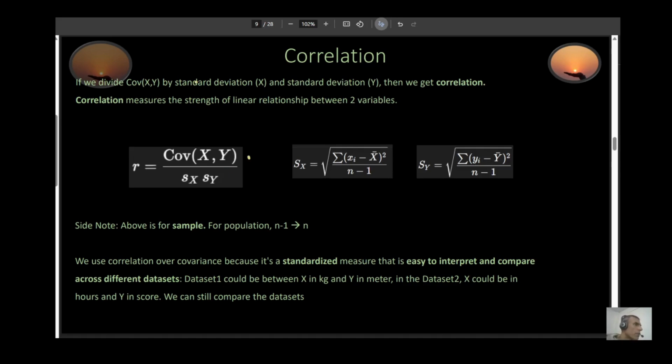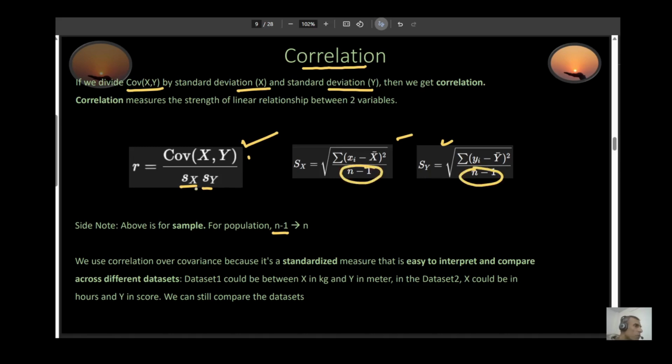And the answer is yes. We use something called correlation. And the way we find correlation, you divide your covariance by the standard deviation of x and the standard deviation of y. And this will give you your correlation. This is the formula for your correlation. In this case, my Sx is the standard deviation of the sample x, and Sy is the standard deviation of the sample y. On a side note, in this case, I'm dealing with a sample. In case you're dealing with a population, then you replace your n minus 1 by n. So wherever you see n minus 1, like this right here, you're going to be using n over here.